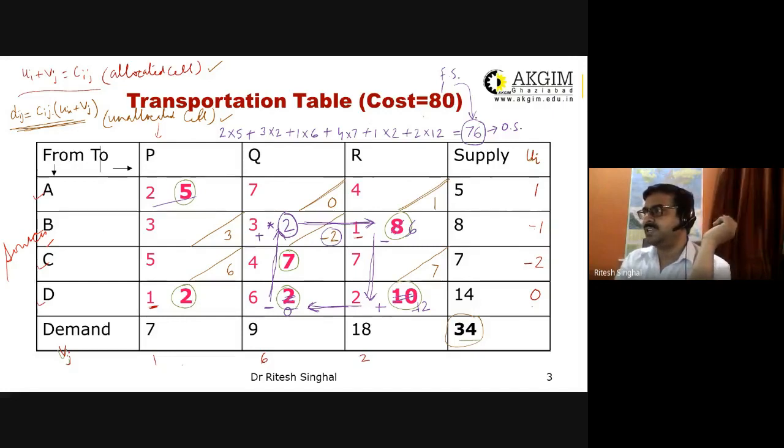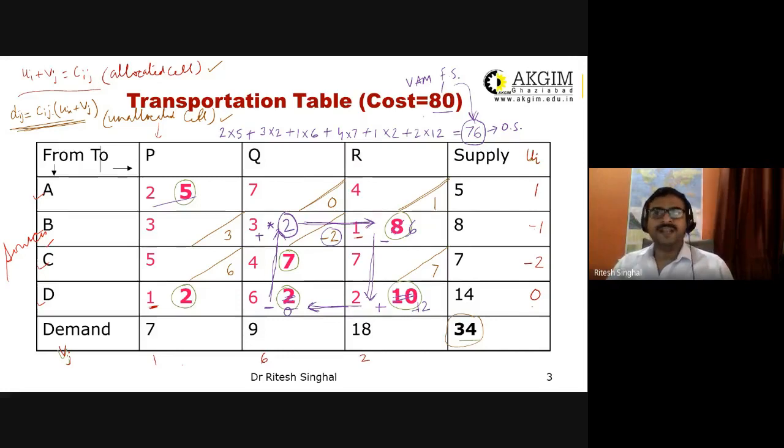Now the best solution is 76. So the same question has two different answers. One is 80, which we got from a method like WAM, but it is feasible. And now we have 76, a better solution than WAM, and this is obtained by using Modi's method. So this is the beauty of Modi's method.